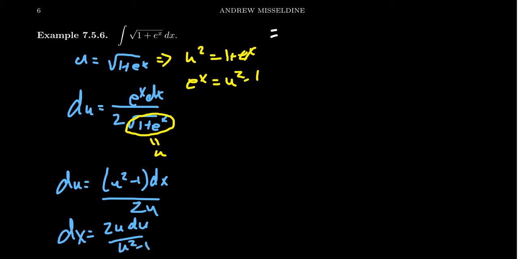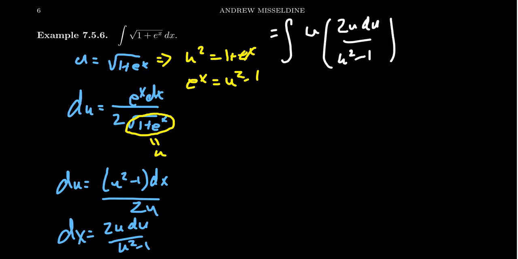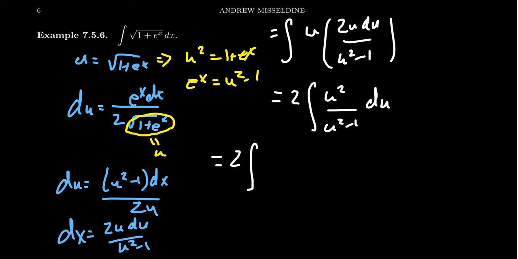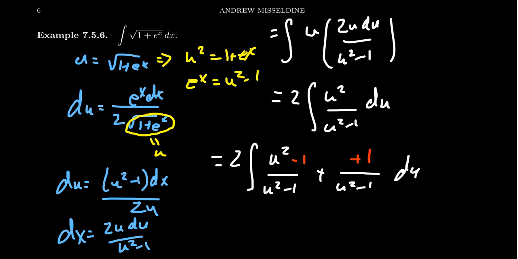So making that substitution, remember the square root of 1 plus e to the x is u, and dx is equal to 2u du over u squared minus 1, like so. And therefore, with this now, we can try to simplify this thing. When I say simplify, I mean the fact that we have a u squared over u squared minus 1. Because this is a proper rational function, I'm going to try to squish it down, u squared over u squared minus 1. I want a u squared minus 1 on the top. In order to get a minus 1, I have to add 1 here. This will just reduce down to be a 1.